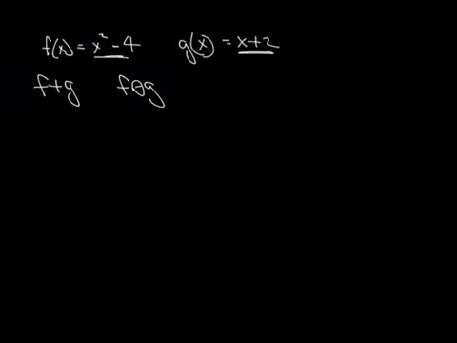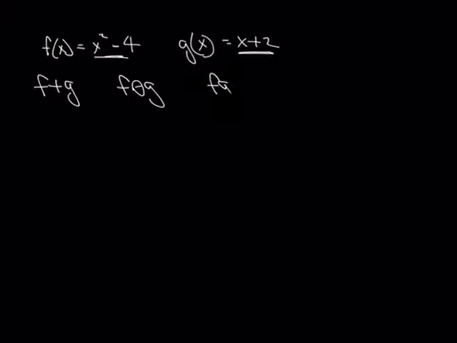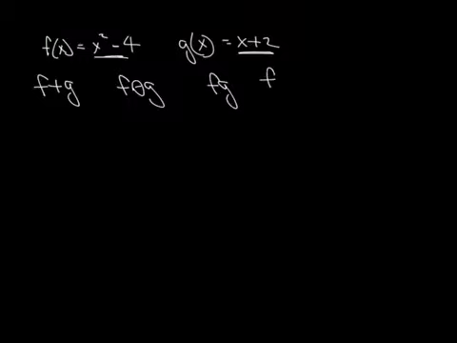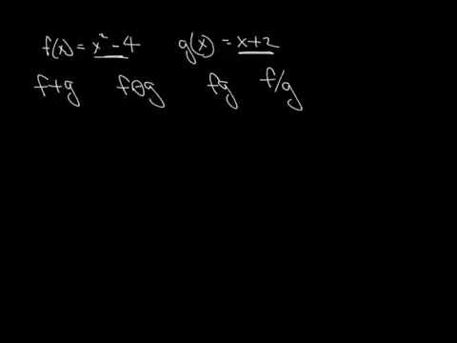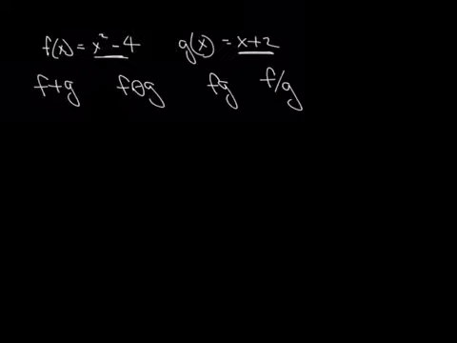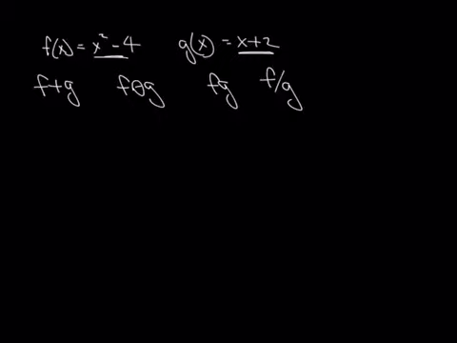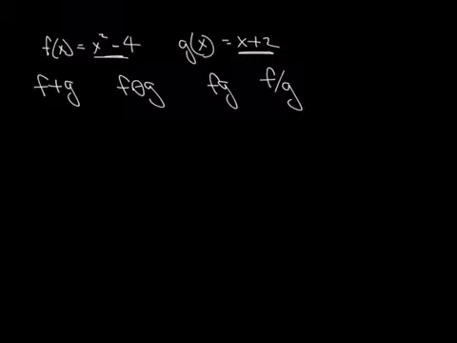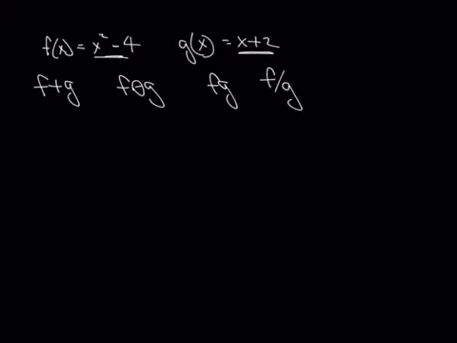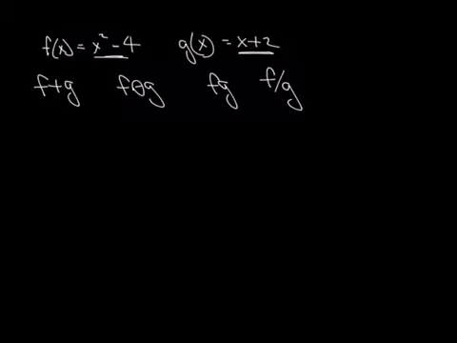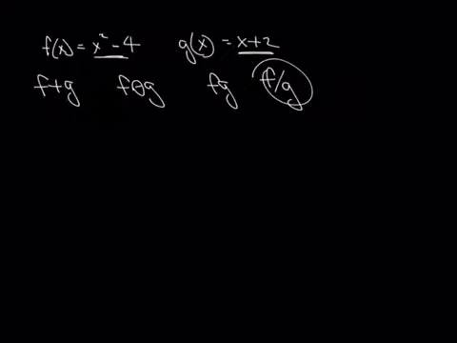How about f times g? That ain't going to make any difference. How about f over g? That isn't going to make any difference. So all of these work. The domain of f is the set of all real numbers. The domain of g is also the set of real numbers. So we're okay, except if we have this here, f over g.